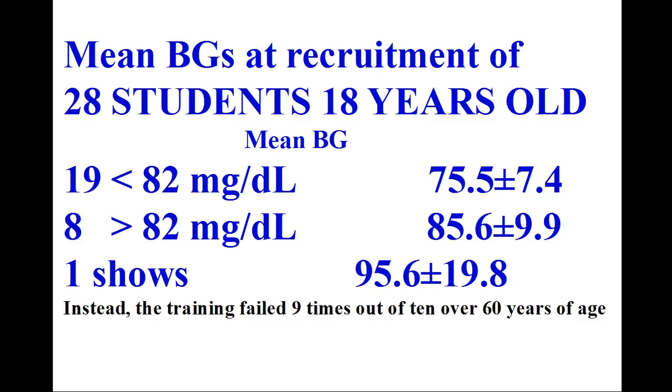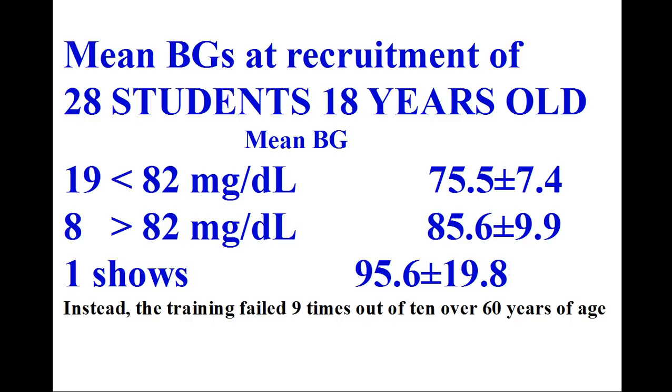We studied mean Bg at recruitment in 28 students, 18 years old. MBG was 75.5±7.4 mg/dl in 19, the majority. In 8 subjects MBG was 85.6±9.9 mg/dl, and 95.6±19.8 mg/dl in 1.